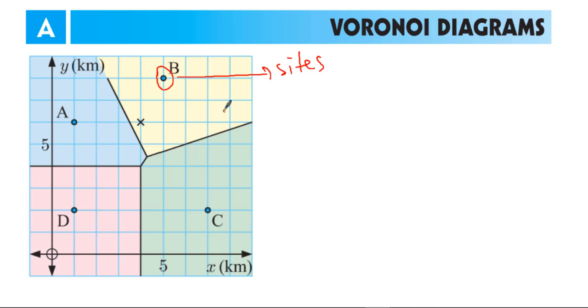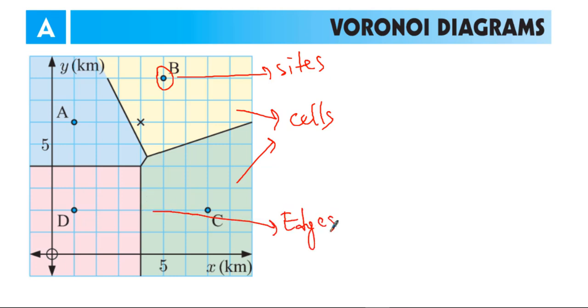Then these regions, we will call them cells. And these borders are called edges. And yes, that's it. We have sites, cells, and edges. And the intersections of the edges, we will call them vertices. Here in this graph, we have two vertices. So this one is called a vertex.